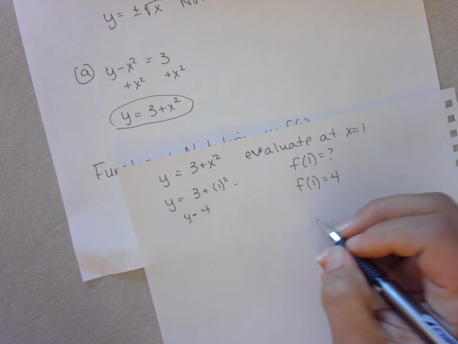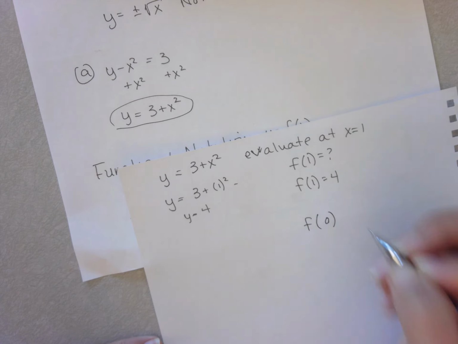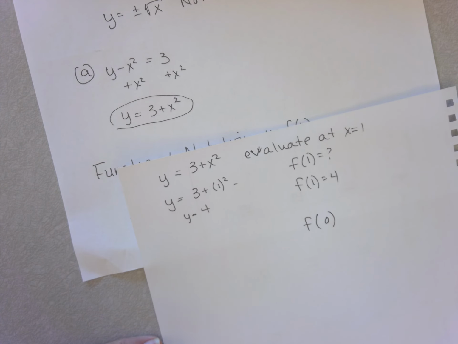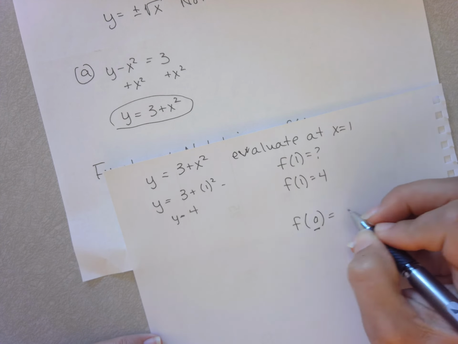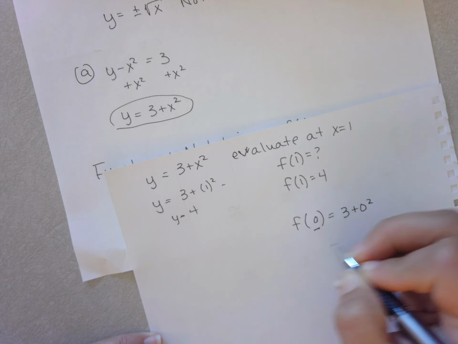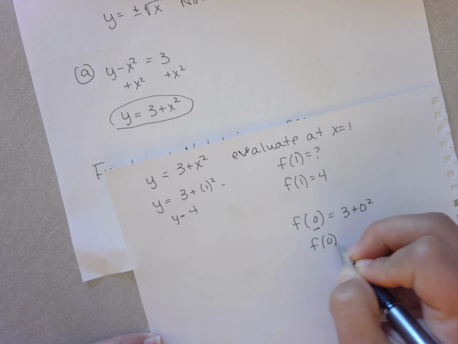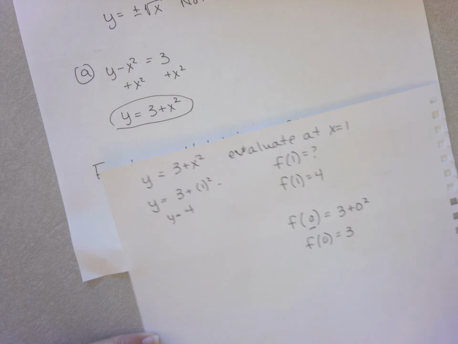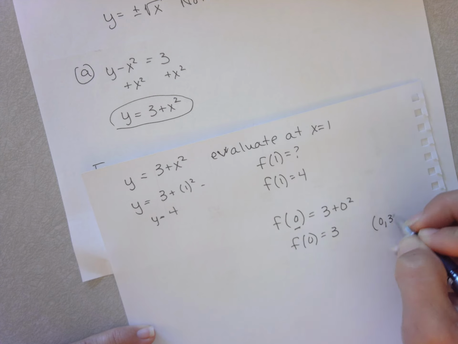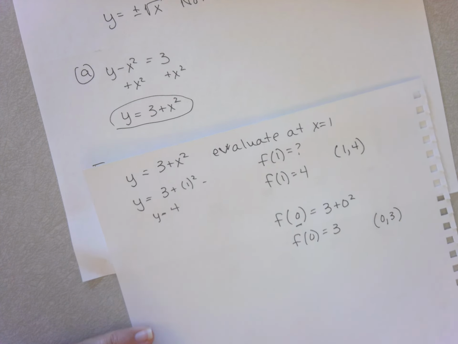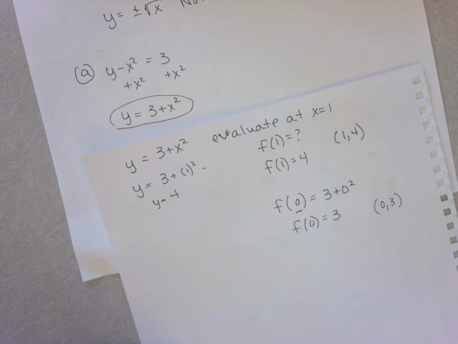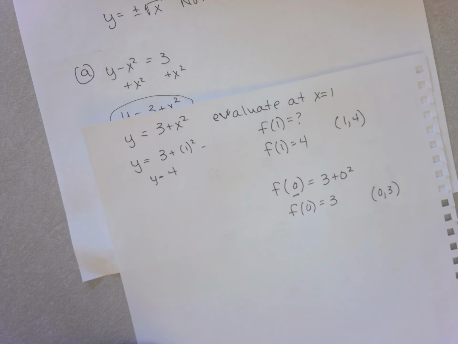So let's look at what f of 0 is in our case. Well, f of 0 is an indicator that I need to put in 0 for x. So this is my x value, and f of 0 is the y coordinate that goes with it. So I plug in 0, and I can see that f of 0 is equal to 3. As an ordered pair, I could also write this as (0, 3). Same here, (1, 4). So this is just another way that we use functional notation.